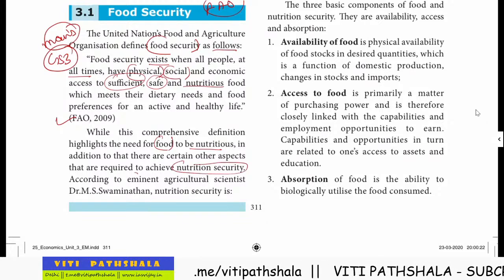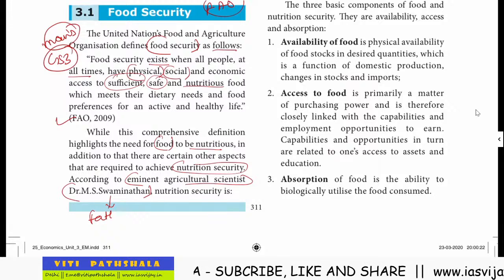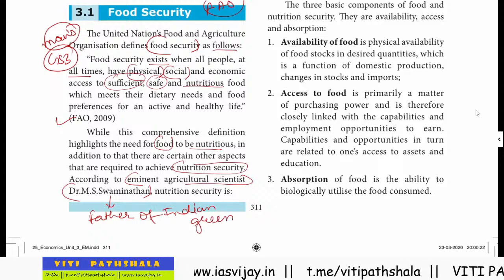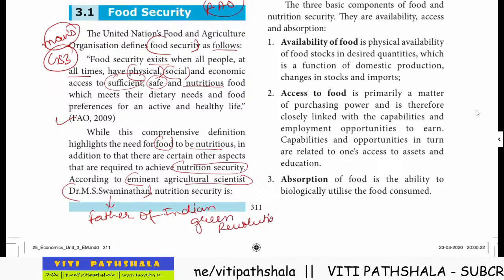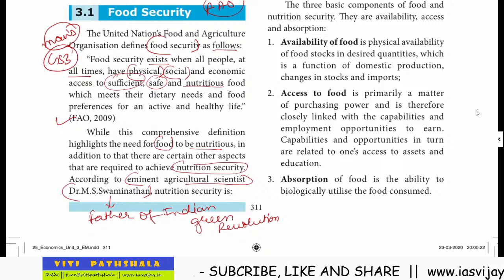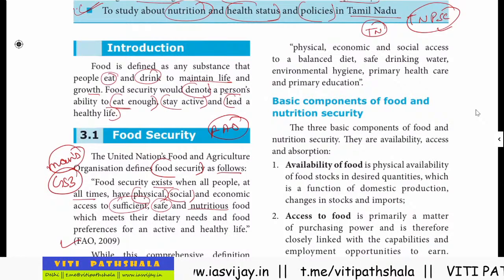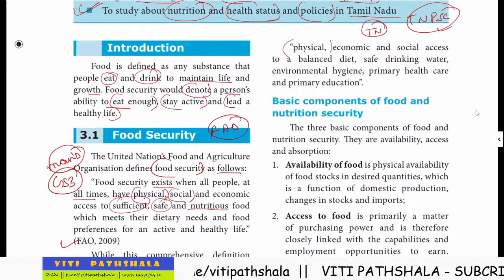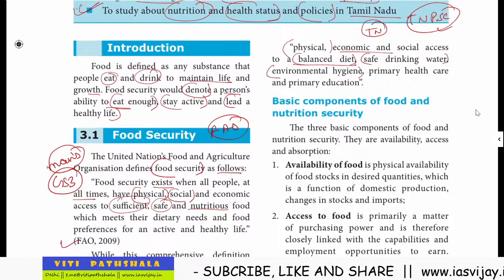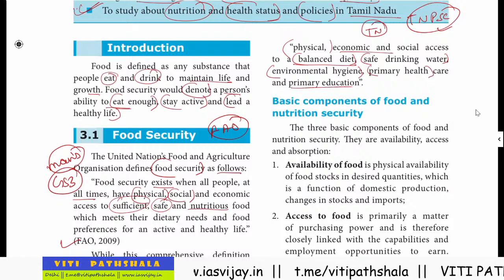Now, according to the eminent agricultural scientist, the father of the Indian green revolution, Dr. M.S. Swaminathan, he says that nutrition security is, so such types of quotes you can mention or you can write in your mains exam. Physical, economic and social access to a balanced diet, safe drinking water, environmental hygiene, primary health care and primary education is nutrition security.